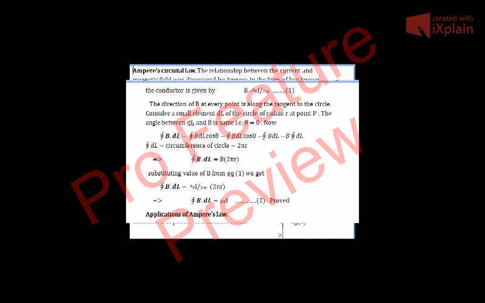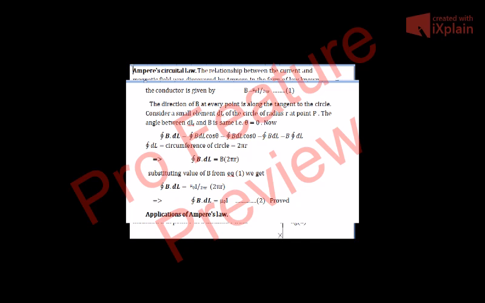When a current flows through a straight conductor, the magnitude of the magnetic field at a distance r from the conductor, where r is the perpendicular distance of the point P from the conductor, is given by B equals mu naught I upon 2 pi r. The direction of B at every point is along the tangent to the circle. Since the magnetic field is circular in shape, to find its direction at a point, we have to draw a tangent at that point.